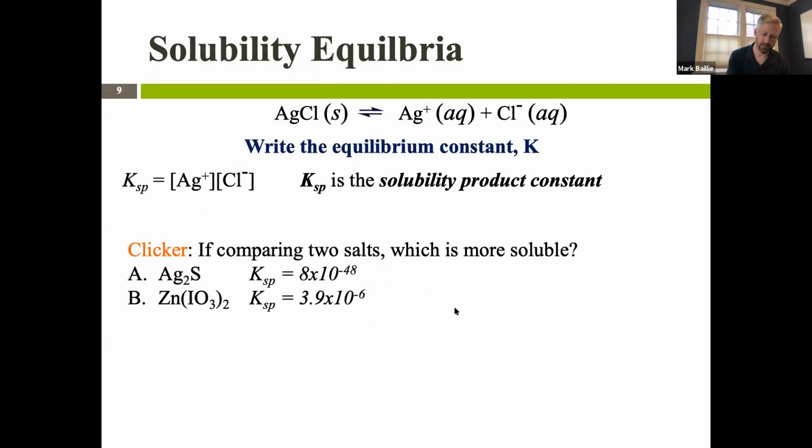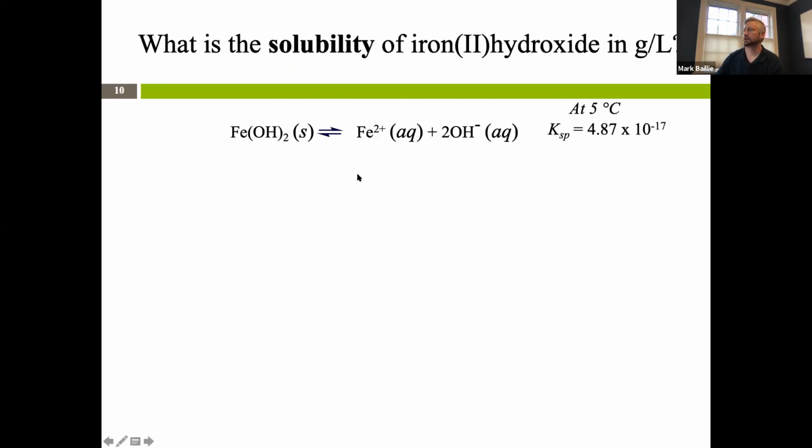All right. So let's take that idea that as your KSP gets bigger, your solubility is bigger, because it's concentration of products only. The bigger the number is, the more concentration of products you have. Let's figure out what the solubility is of iron hydroxide. I've given you the KSP. I'm going to send us into breakout rooms for 3 minutes.